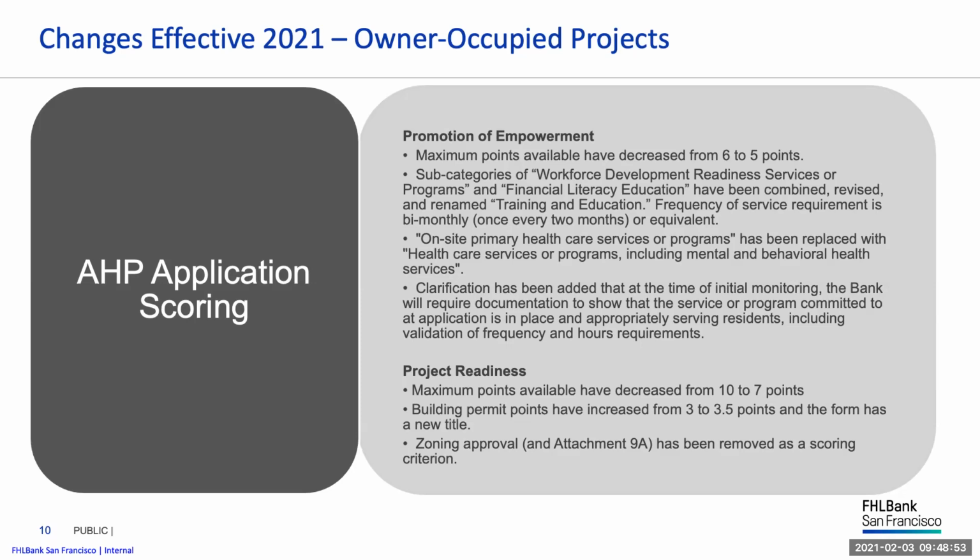And clarification has been added to confirm our existing practice that at the time of initial monitoring, the bank will require documentation to show that the service or program committed to an application is in place and appropriately serving residents, including validation of frequency and hours requirements. In project readiness, the maximum points available have decreased from 10 to 7. Building permit points have increased from 3 to 3.5, and the form has a new title. The zoning approval and zoning points have been removed.